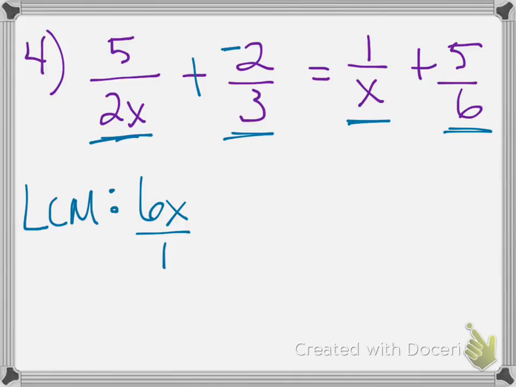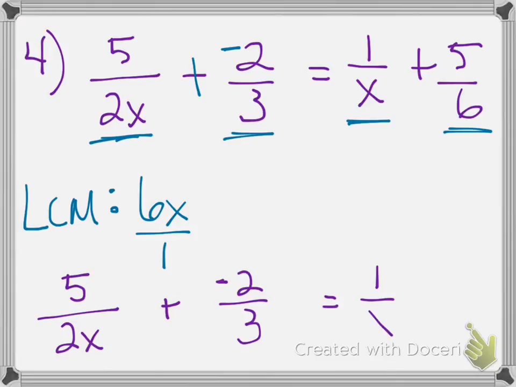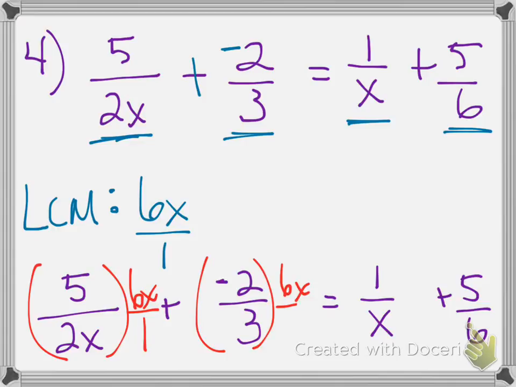So what I'm actually going to do is rewrite this and just space it out a little bit. So 5 over 2x plus negative 2/3 equals, that was a little bit too spaced out actually. Let me just rework this. Okay, so I have 5 over 2x plus negative 2 over 3 equals 1 over x plus 5x. Okay, so now what I'm going to do is put in this 6x over 1 next to all of them.